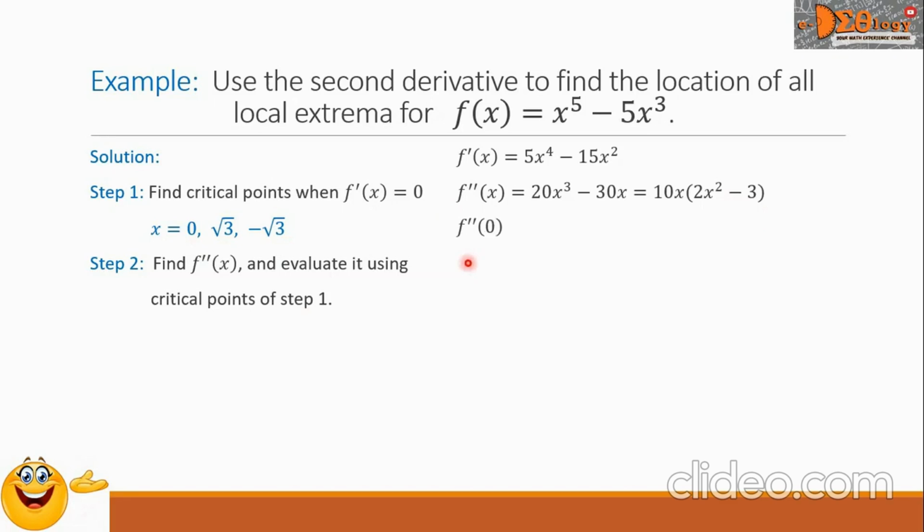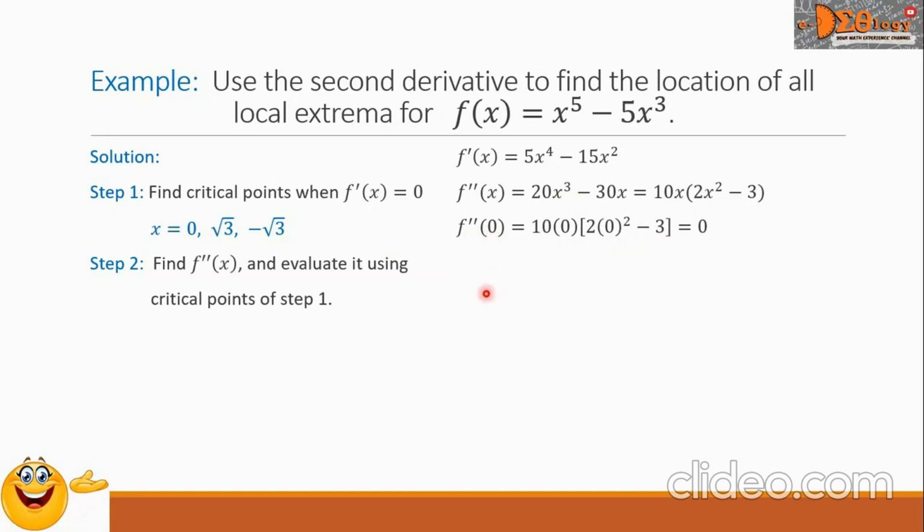Let's begin with f double prime of 0. This is equal to 10 times 0 times the quantity 2 times 0 squared minus 3. The 0 outside makes the whole expression 0. So f double prime of 0 is equal to 0.